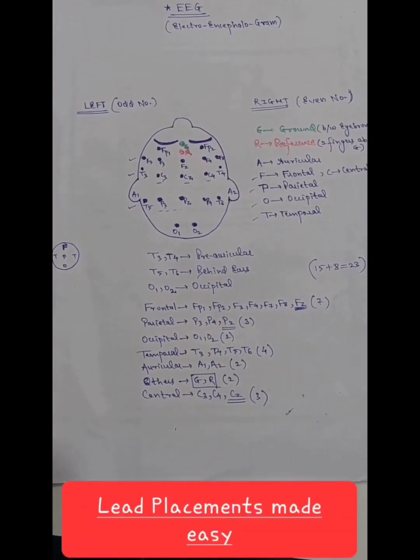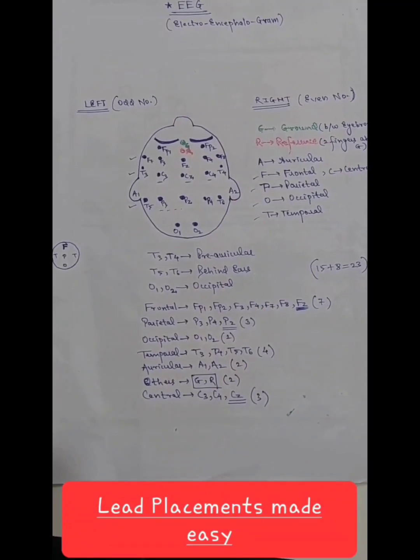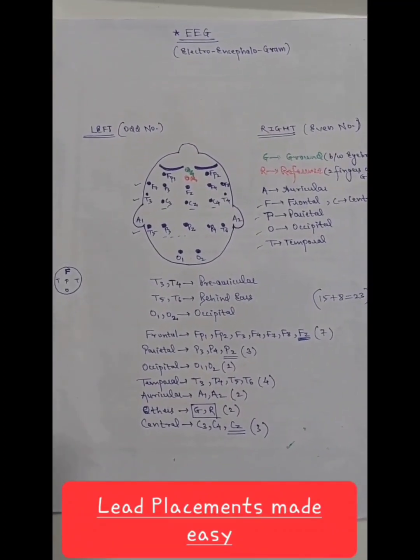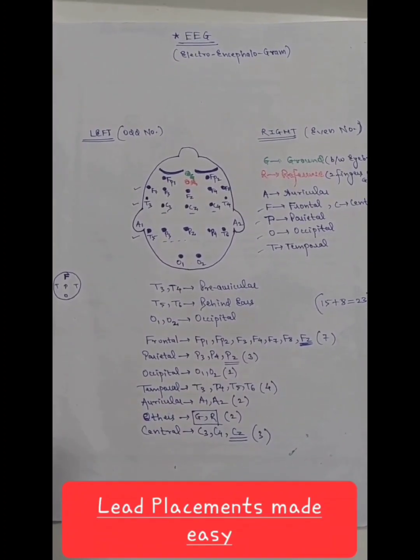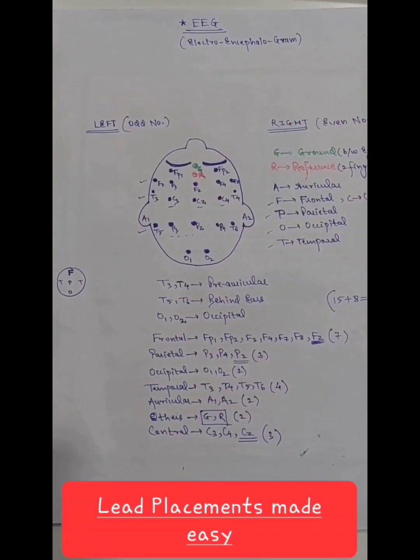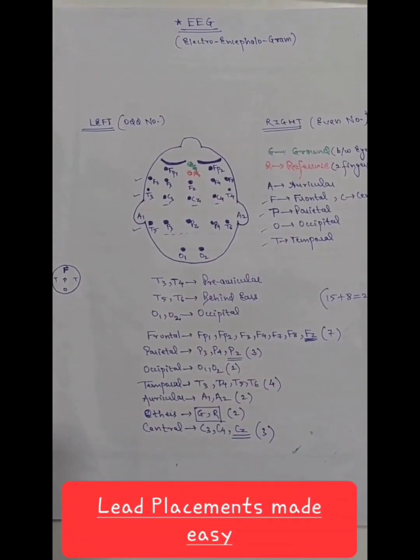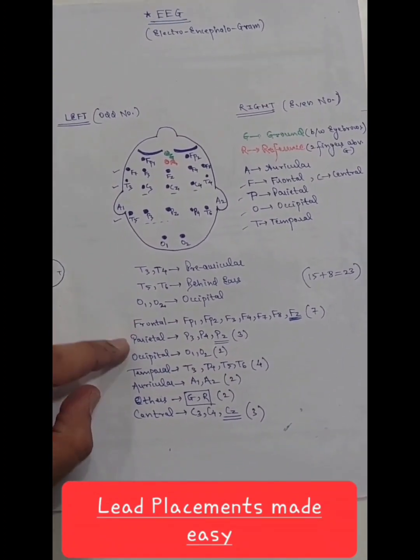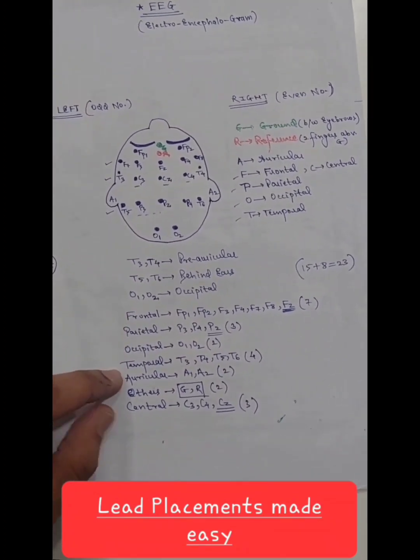So basically these electrodes are classified into left and right side. On the right side, as we can see here, even number electrodes are placed. For example, 2, 4 are on the right side, whereas the odd numbers such as 1, 3 are on the left side. And these electrodes are placed on frontal, parietal, occipital and temporal regions of the scalp.